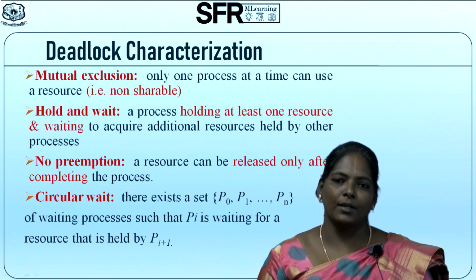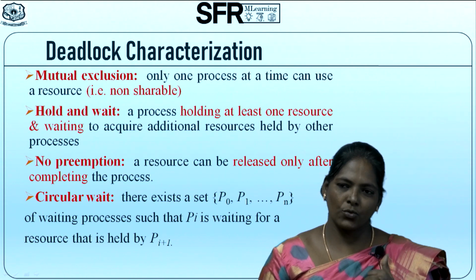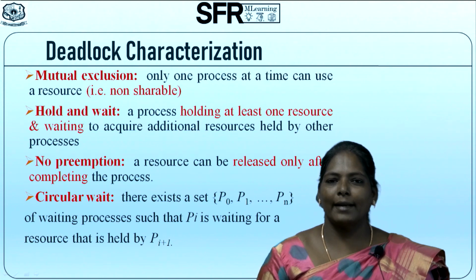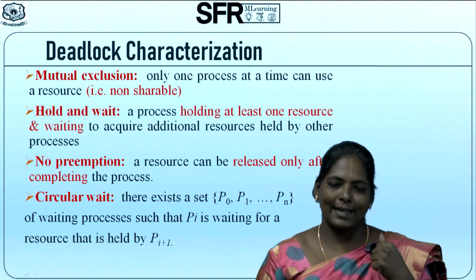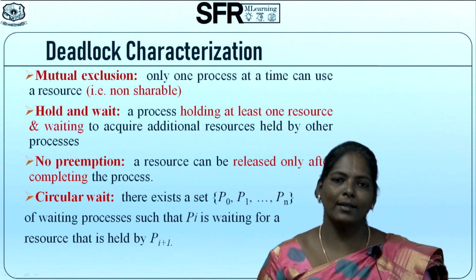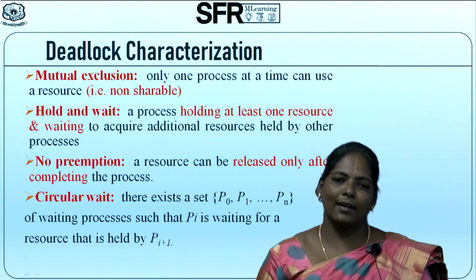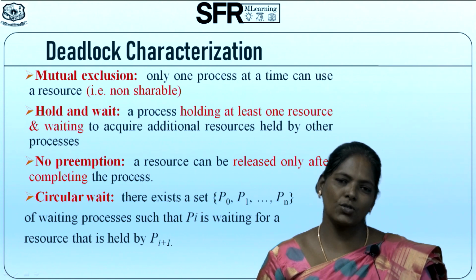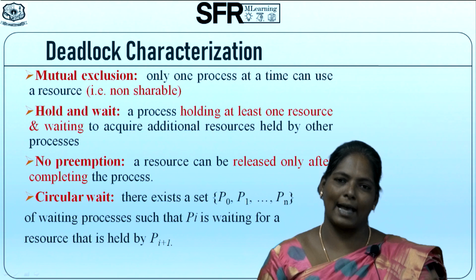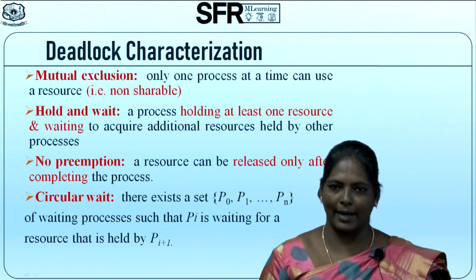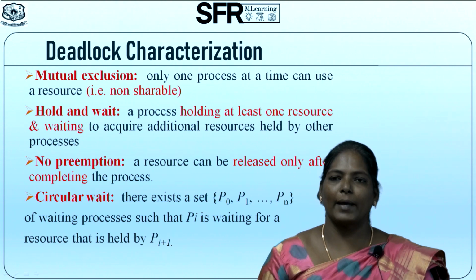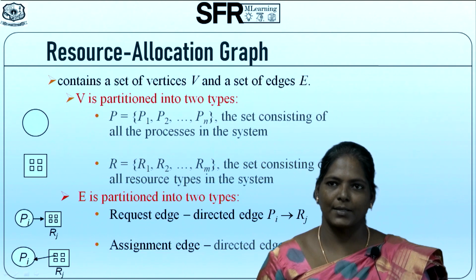And no preemption. If I am a process, I am having a resource with me and I am waiting for some other resource, but I am not ready to release the resource that is in my hand, at that moment no preemption may occur. And circular wait, if more than 2 processes are involved and each process is waiting for the other process in a circular manner holding a resource in its hand, that is hold and wait in a circular manner, then it is called circular wait.